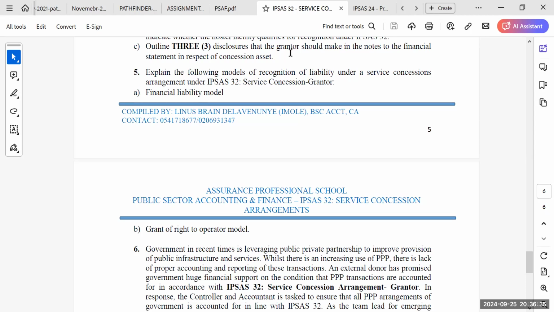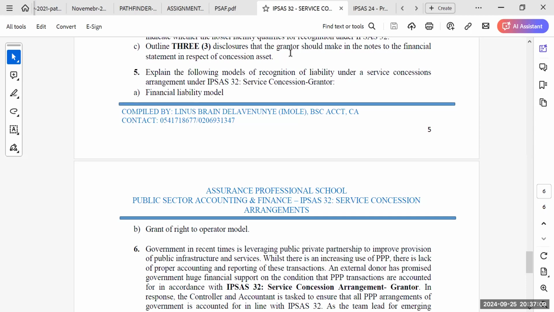For the financial liability model, what we do is that we recognize the liability based on the obligation that the grantor has to pay cash or transfer another asset to the operator in the development or construction of a construction asset. So for the liability model, you can just write what we know about the liability model.